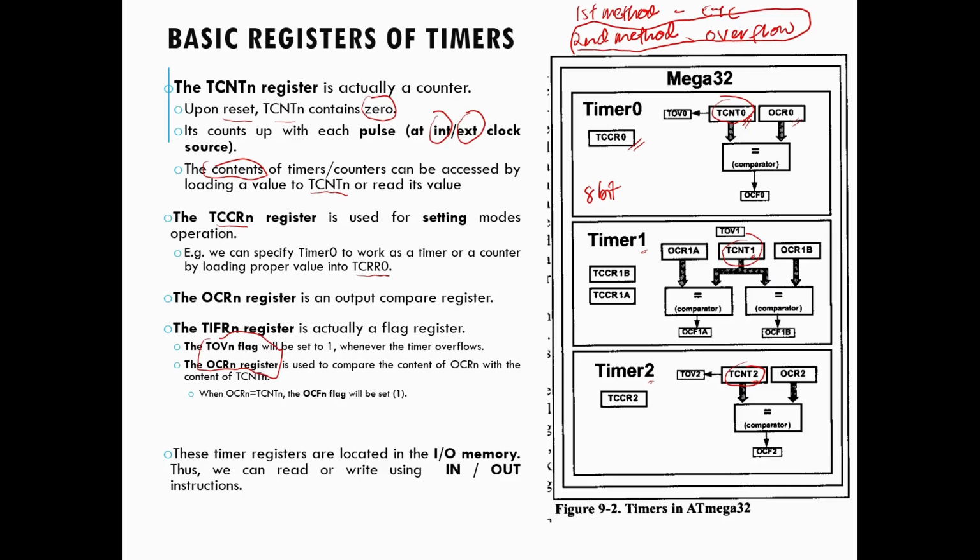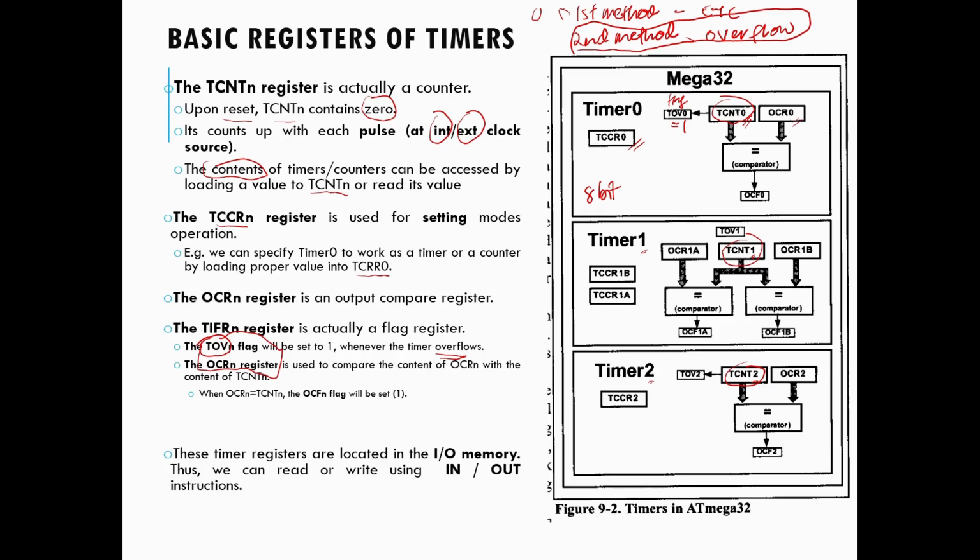So for overflow, we check the overflow register, which is the TOV flag. The TOV flag will be set. If we are using the second method, TOV will be equal to 1 because we are using the overflow method. But if we are using the first method, CTC, the overflow register is 0. So the overflow flag will contain 1 because we are indicating timer 0 using the second method.